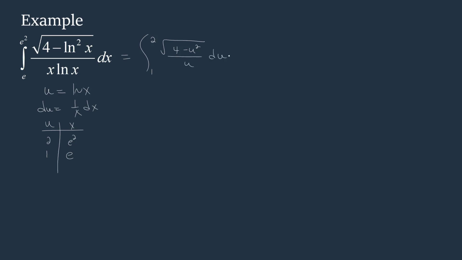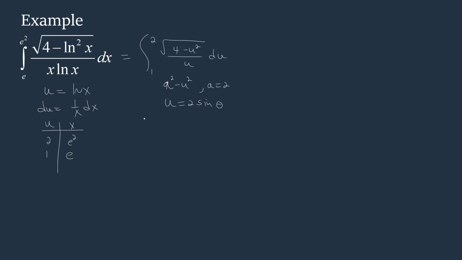Now in this particular problem, notice that since I changed the bounds, I never have to go back to x ever. In fact, it's better just not to. For this new integral, I see that it looks like I'm going to use a trig substitution, and that's because this has the form a squared minus u squared, where the a would be 2. So I'll try u is equal to 2 times the sine of theta.